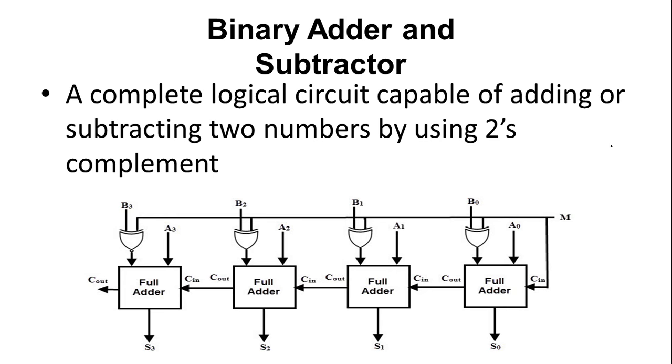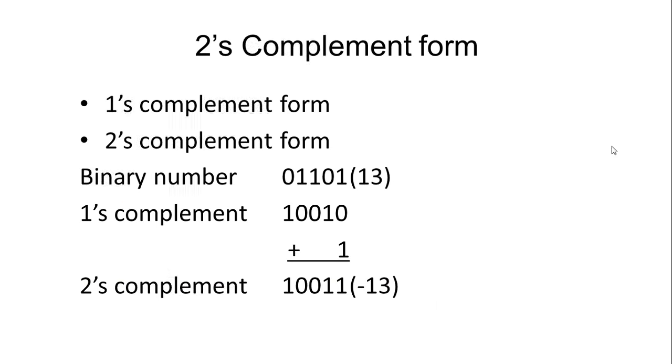A complete logic circuit capable of adding or subtracting two numbers by using 2's complement is presented in this slide. So how does this circuit work? You see there are 4 full adders attached with some additional gates. In this video, we will look at how this circuit works and how to implement it. But before we start, let's revise the 2's complement concept.